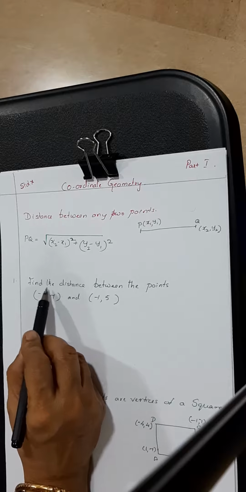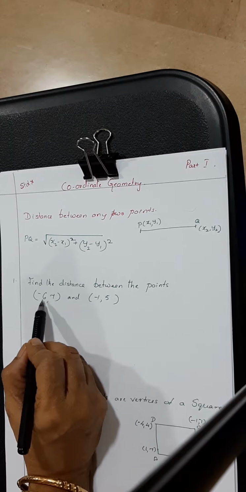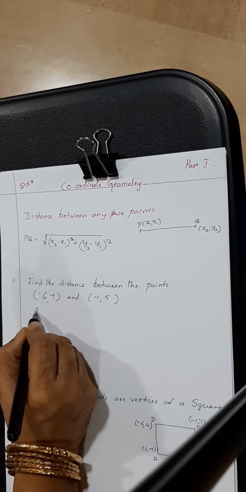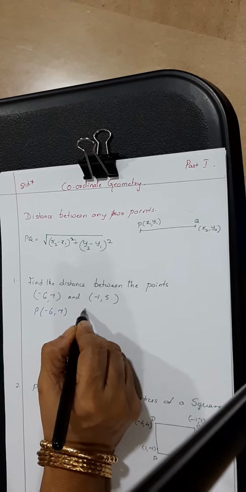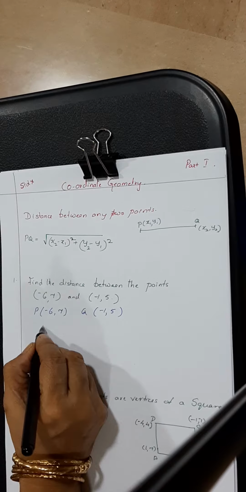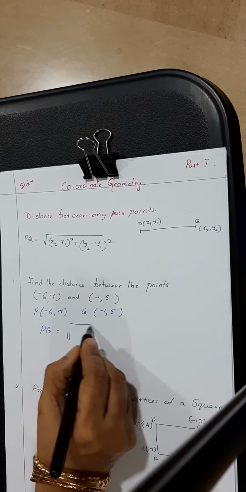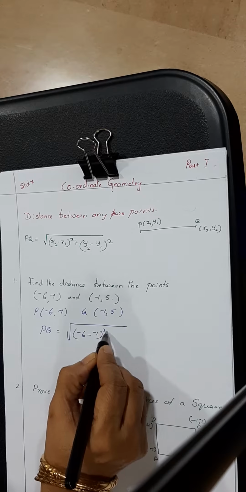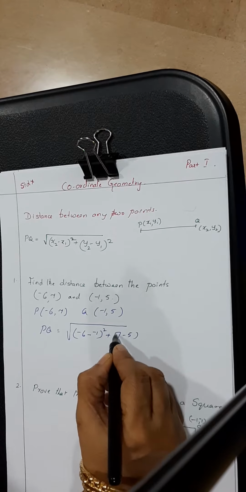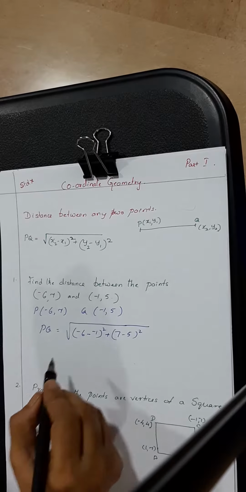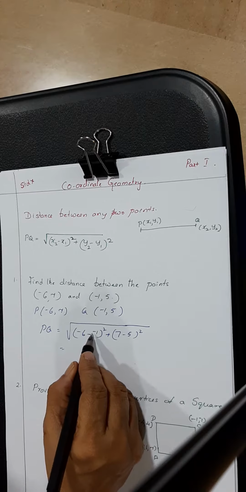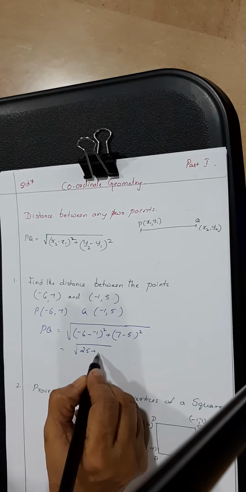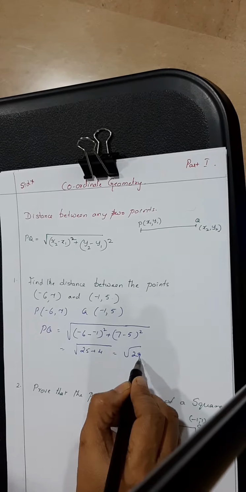So find the distance between the points. So this is x1 y1, x2 y2. So let this be P (minus 6, 7) and Q (minus 1, 5). So PQ is equal to root of minus 6 minus 1 the whole squared plus 7 minus 5 the whole squared. So this will become 25 plus 4, so it is equal to root 29 units.